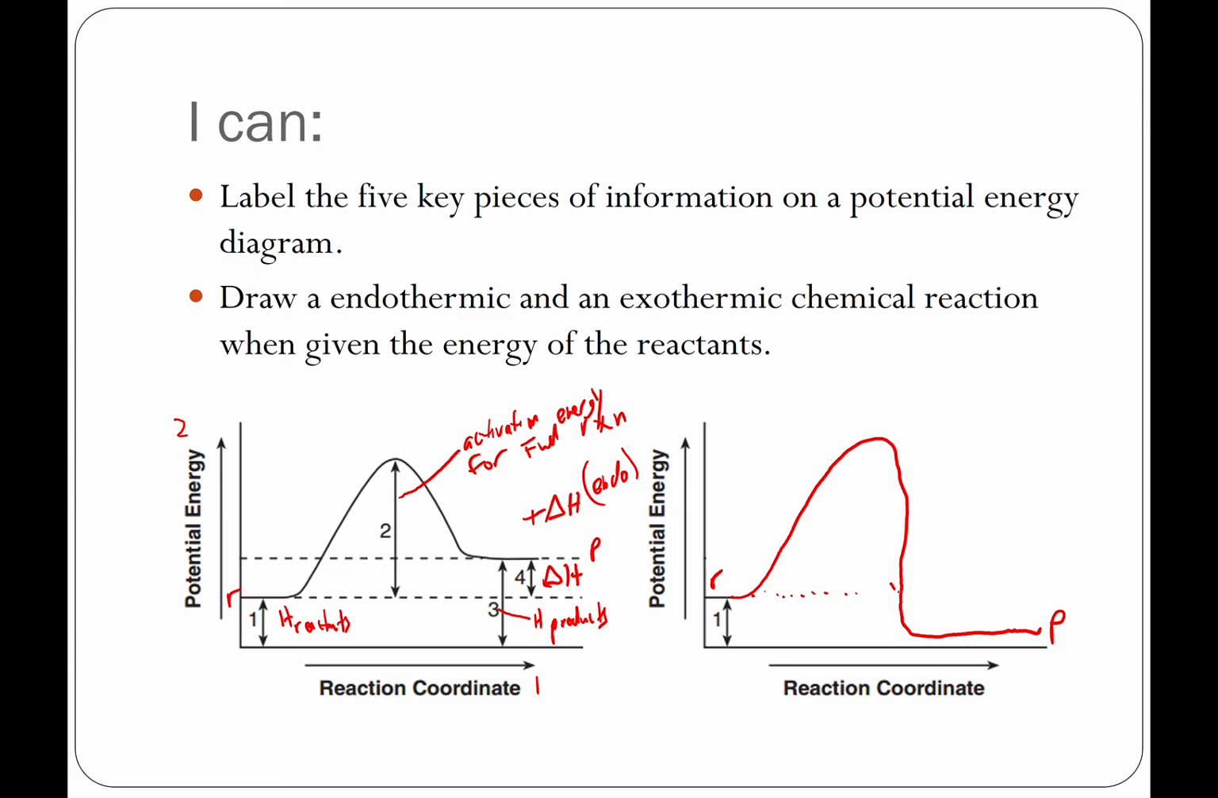To look at the difference between these, this is not my straightest of lines. The difference here between these is our delta H, and in this case this would be a negative delta H, or an exothermic reaction, because our products have lower energy than our reactants.